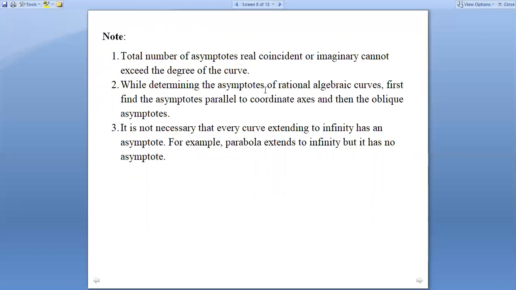While determining the asymptotes of a rational algebraic curve, you need to first find out the asymptotes parallel to the coordinate axis and then the oblique asymptotes. So it is not necessary that whenever a curve is tending to infinity, all those curves will have an asymptote. For example, a parabola extends to infinity, but it has no asymptote.